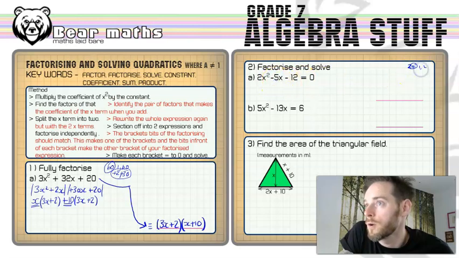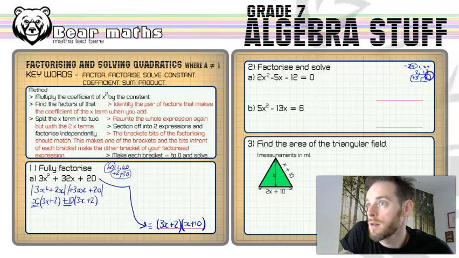So I've got 1 and 24. Nope, not those. I've got 2 and 12. Nope, not those. I've got 3 and 8. Yes, it could be those. So I've got to make minus 5. And I've got to multiply to make a minus 24, technically. So one of them is going to be negative. And it has to be the 8 that's negative and the 3 that's positive.